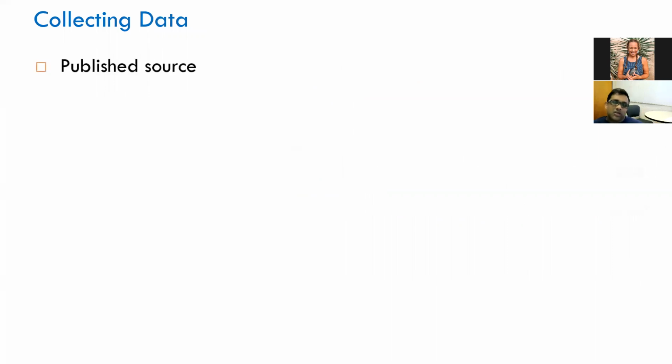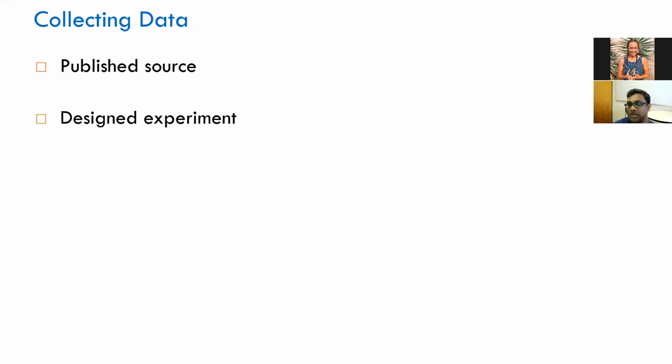All right, so how do you collect the data? There are various ways to collect data. One is the published sources. You can search, or find, or read the materials, the published sources, basically journal articles, and you can read the journal articles and collect the data. That's the one main source.